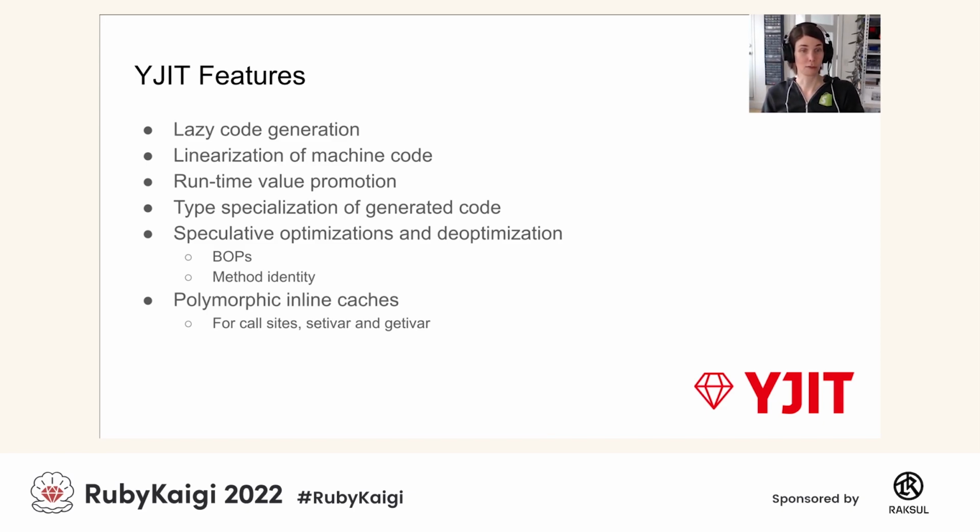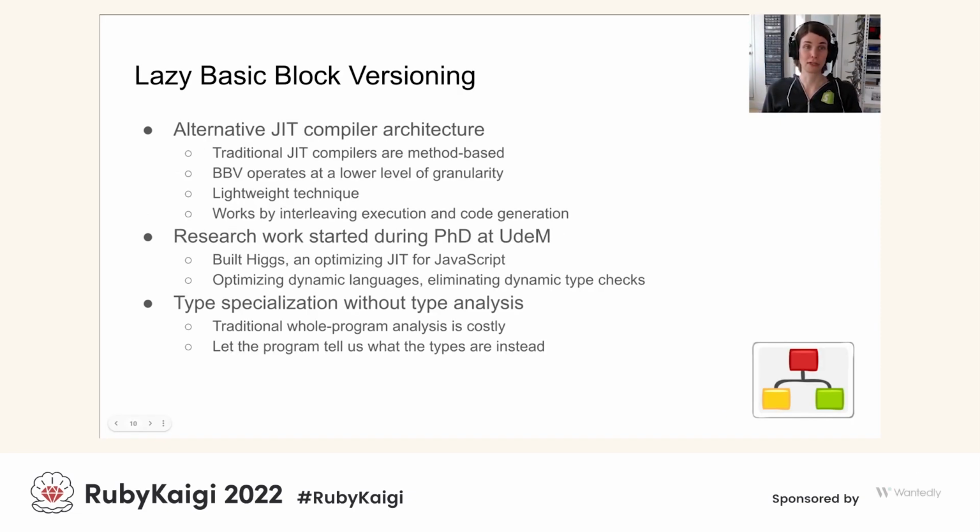YJIT also implements polymorphic inline caches, and this applies to call sites, but also set instance variable and get instance variable. Lazy basic block versioning is an alternative just-in-time compiler architecture. So traditional just-in-time compilers are method-based. That is, they compile entire methods at a time. But basic block versioning operates at a lower level of granularity, where it can compile only the parts of methods that get executed.